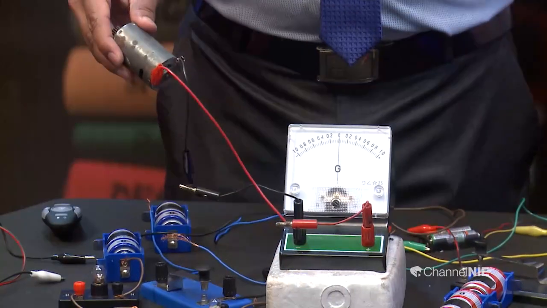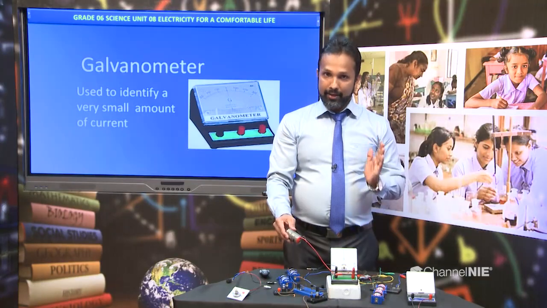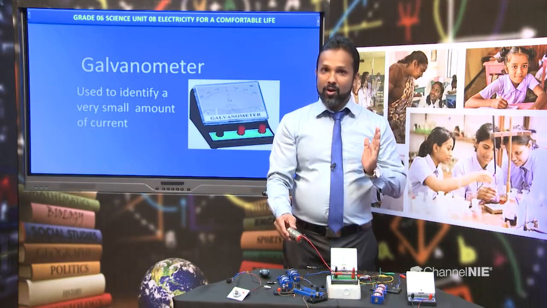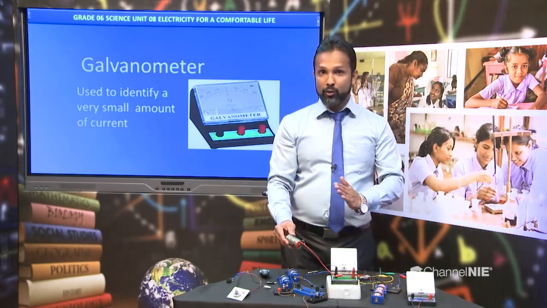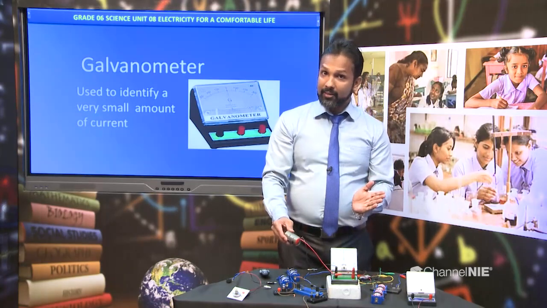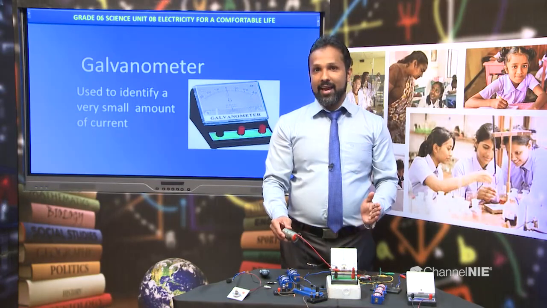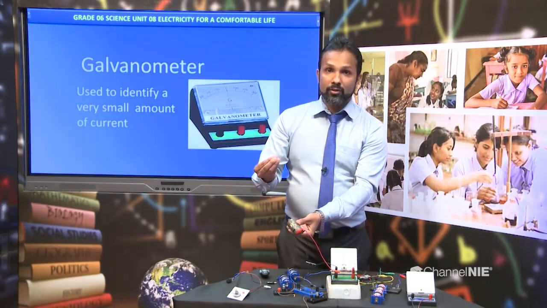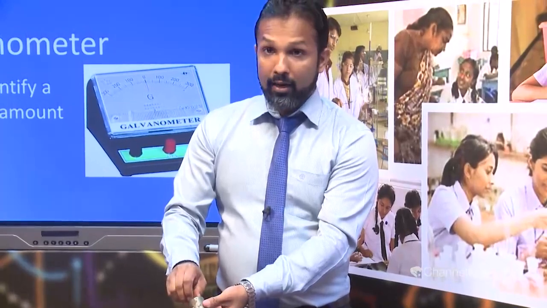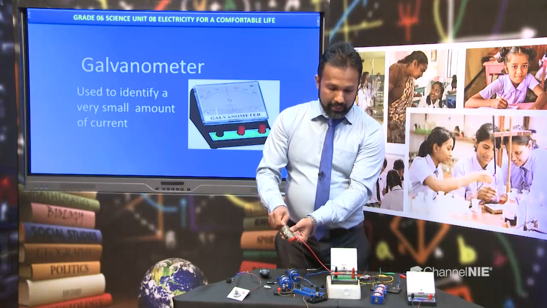Then you can understand that the galvanometer is used to identify a very small amount of current, because the deflection of the indicator shows you the flow of current. Not only that, a galvanometer can be used to identify the direction of flow of current. Now I am going to rotate this wheel in both directions. Now you can see that the deflection of the galvanometer takes place on both sides.